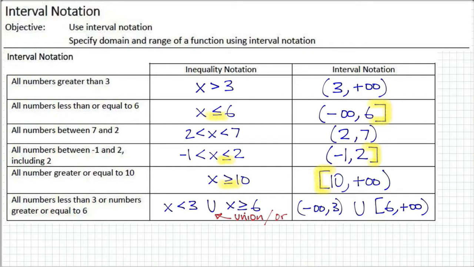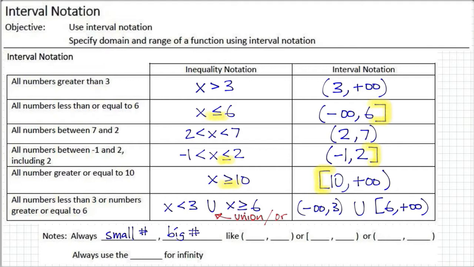Okay, quick note. Convention is we always put the smaller number on the left-hand side. 2 is smaller than 7. 3 is less than positive infinity. -1 is less than 3. -1 is less than positive infinity. Negative infinity is less than 8. So smaller number, comma, bigger number. And again, always use parentheses for infinity, not a bracket.